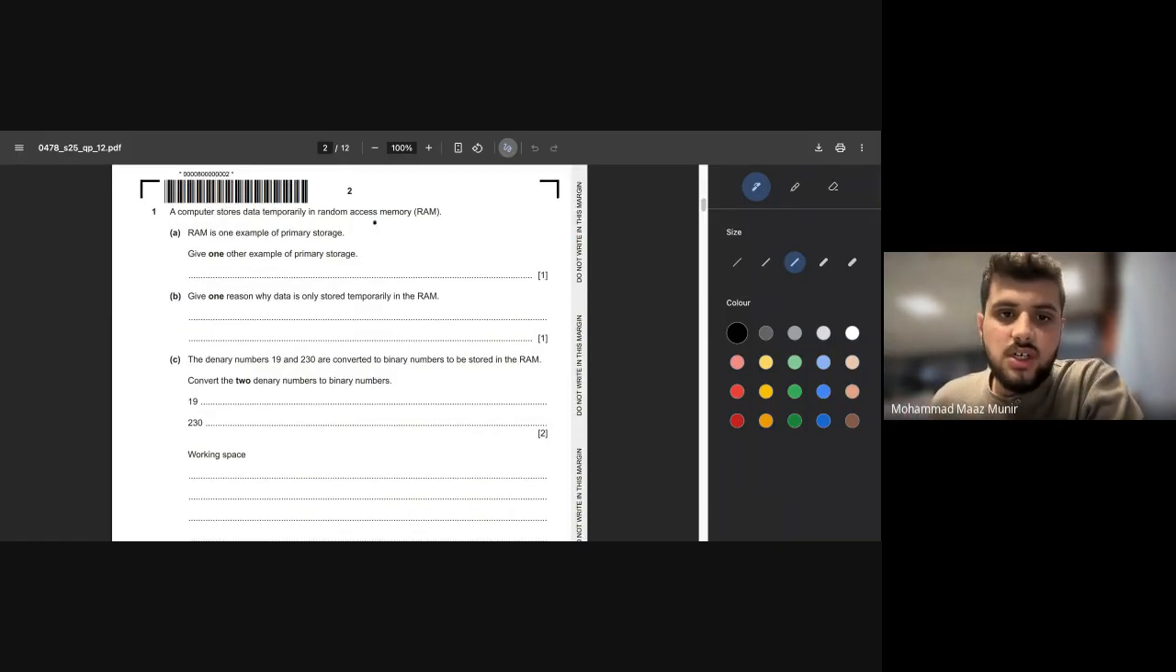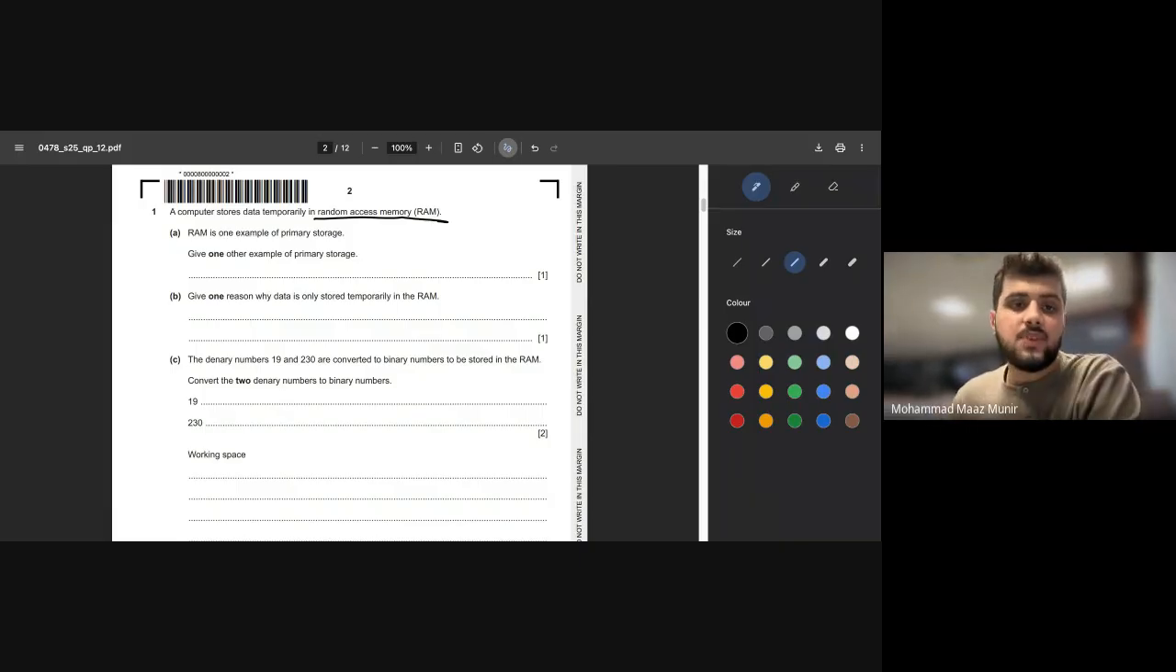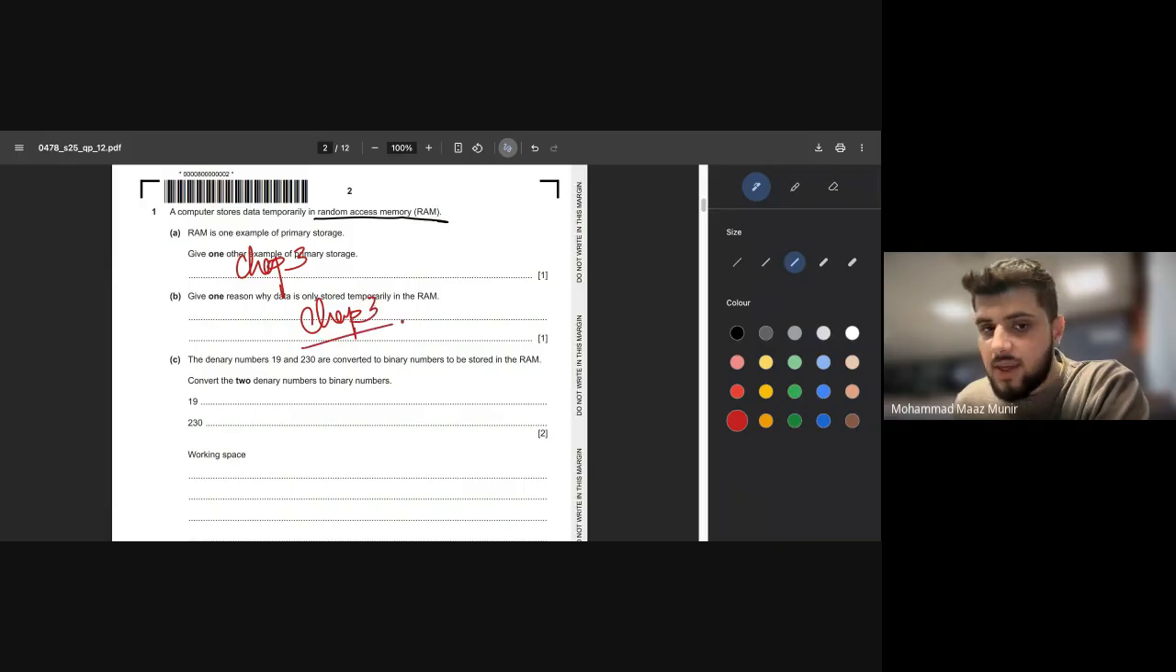A computer stores data temporarily in random access memory, which is your RAM. So when you see the word RAM, you should understand that it's usually going to be referring to your chapter 3 concepts. The very first part says RAM is one example, give one other example. This is not a part of your chapter number 1, so you will be directly skipping that. This is chapter 3. And just like that, your part B is also chapter number 3, so you'll be skipping that too.